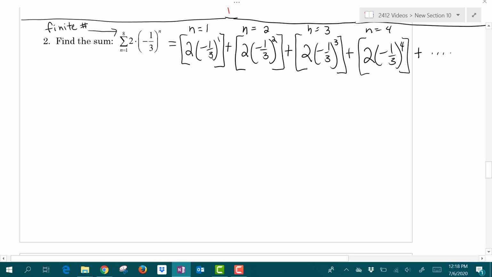And I'm just going to see if I can identify that it is a geometric sequence by finding the common ratio. So the first term, let's simplify that. That would be negative 1/3 to the power of 1, which would be negative 1/3 times 2. So that would give me overall a negative 2/3 for that first term.